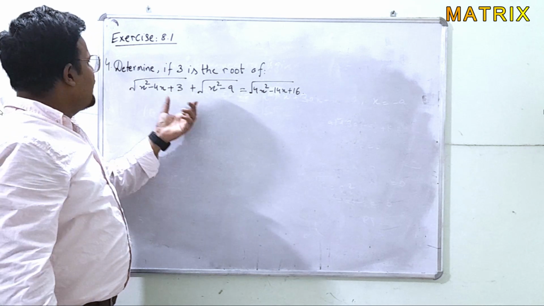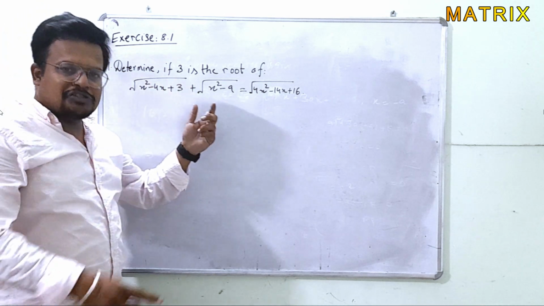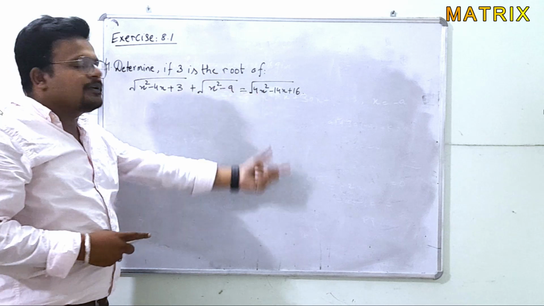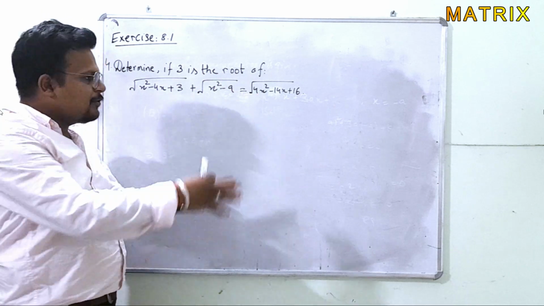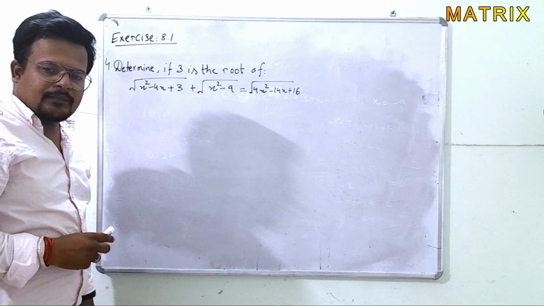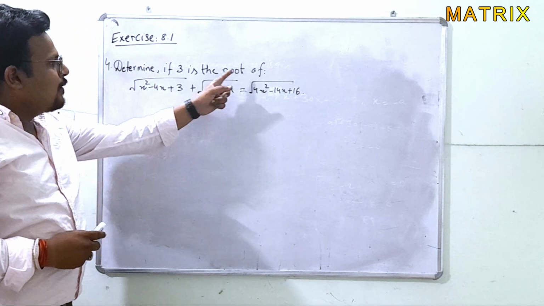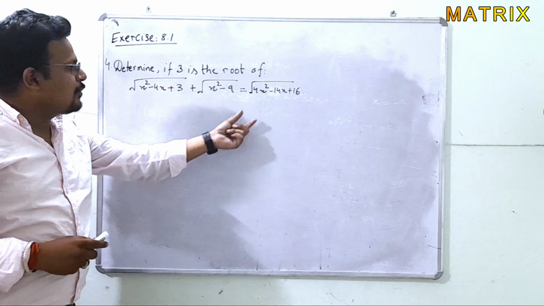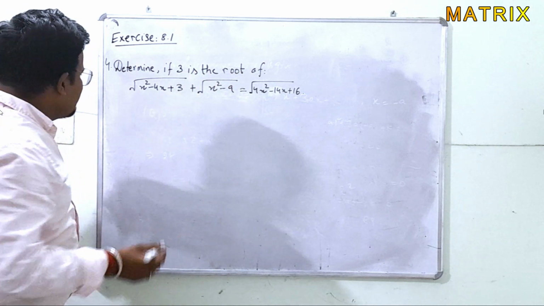So in this question, we want to check whether 3 is the root of this equation or not. Because we do not know that this is a quadratic equation or not, we can check. It's okay. Right? So firstly we want to see whether this value of x is the solution of this equation or not. So let's see how to solve this.